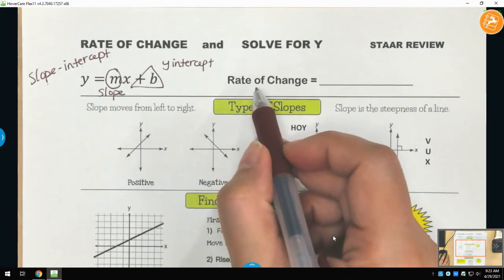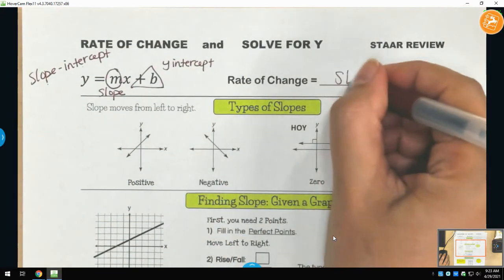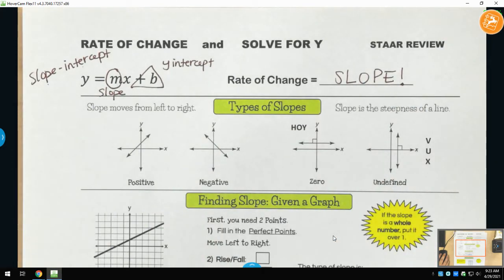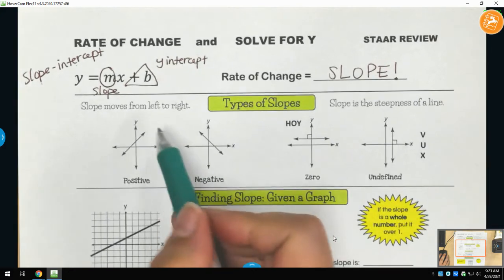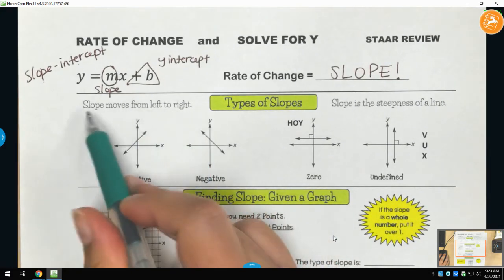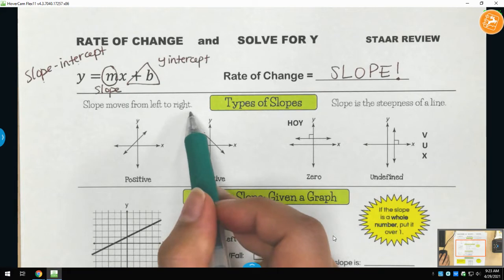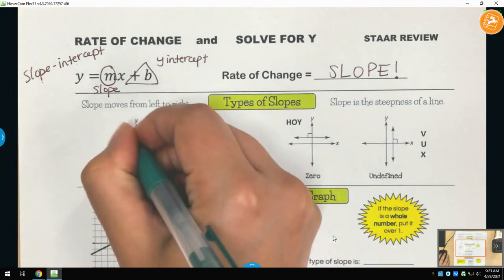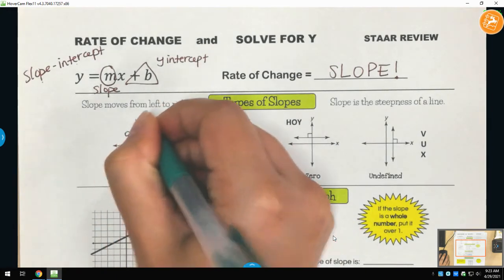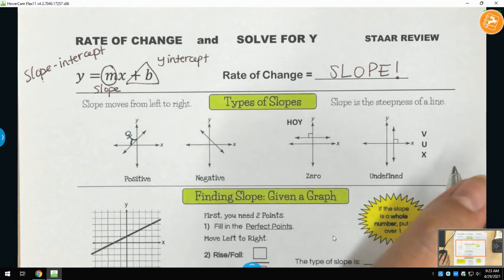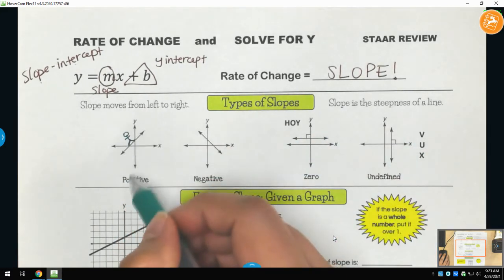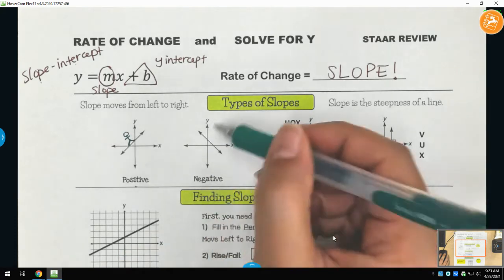Rate of change is code for slope. Okay, so when you see rate of change, you need to think slope. So slope moves from left to right. Think about the way that you read words on a page, from left to right. So if you're reading a graph from left to right, if you are going up, there's a positive incline. If you're walking up that incline, that's a positive slope, positive rate of change. So y going up from left to right, that's what positive looks like.